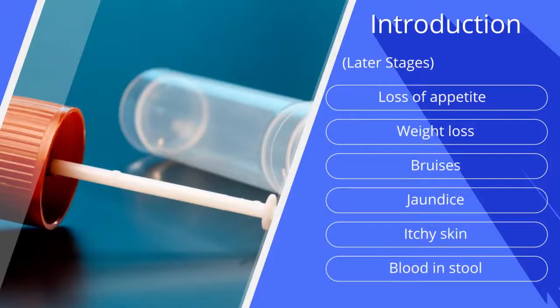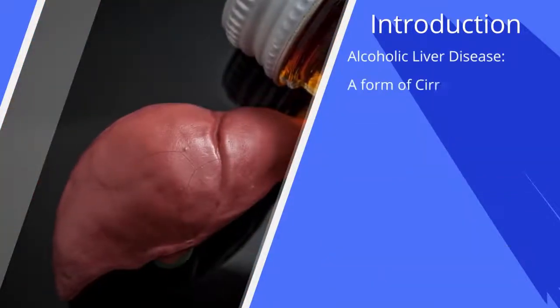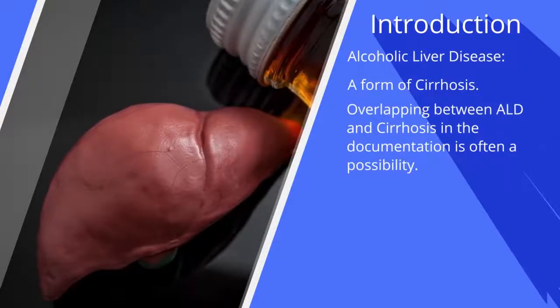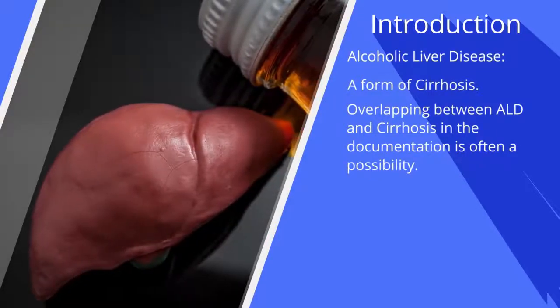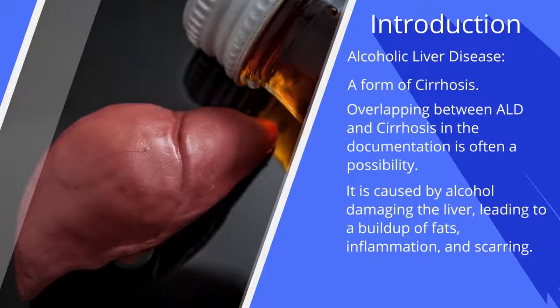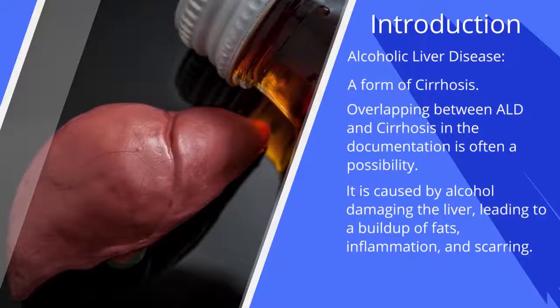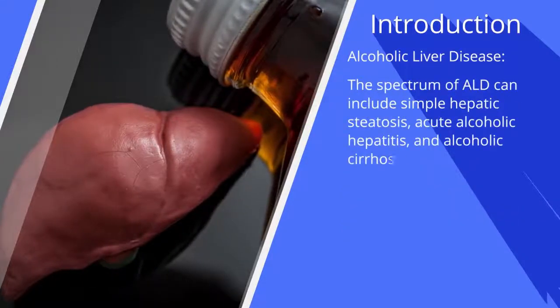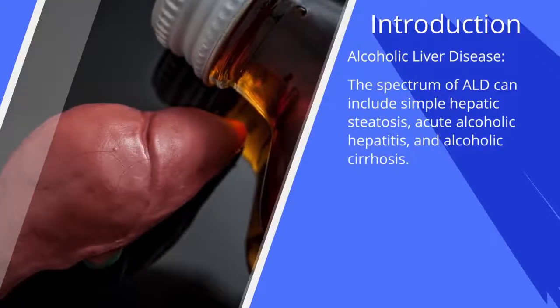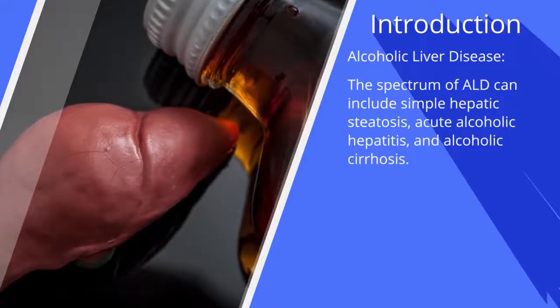There is another condition called alcoholic liver disease, which is a form of cirrhosis, and overlapping between alcoholic liver disease and cirrhosis in the documentation is often a possibility. It is caused by alcohol damaging the liver, leading to a buildup of fats, inflammation, and scarring. The spectrum of ALD can include simple hepatic steatosis, acute alcoholic hepatitis, and alcoholic cirrhosis.